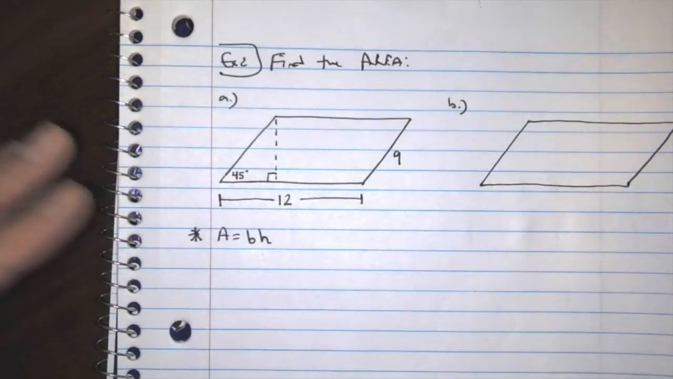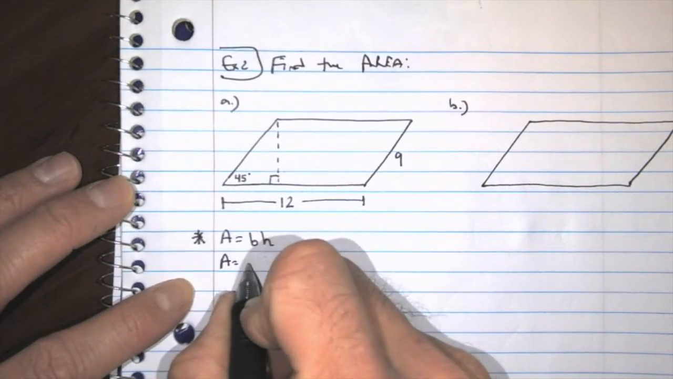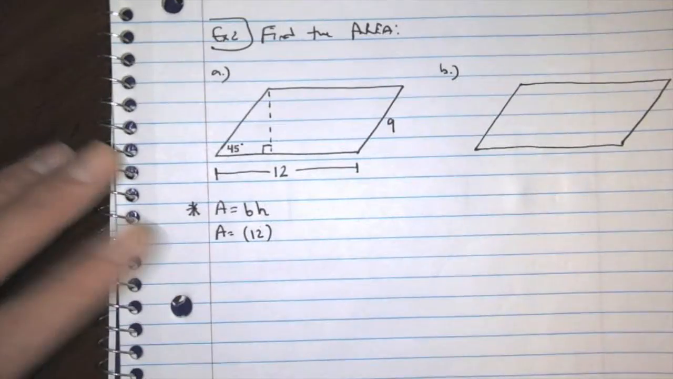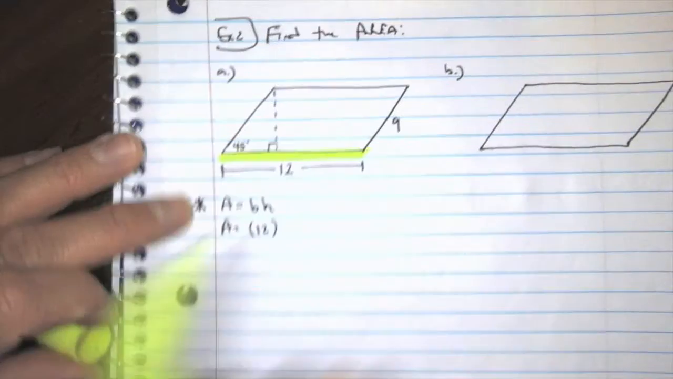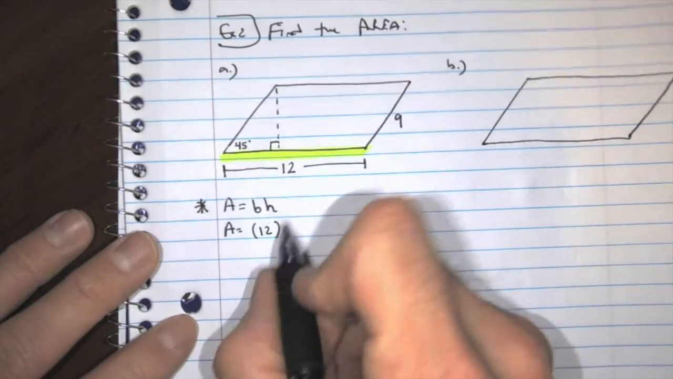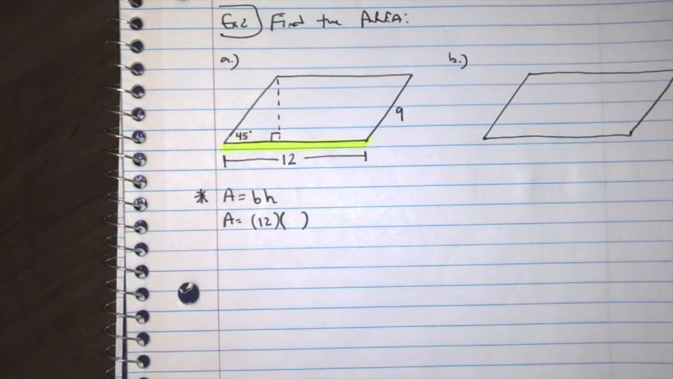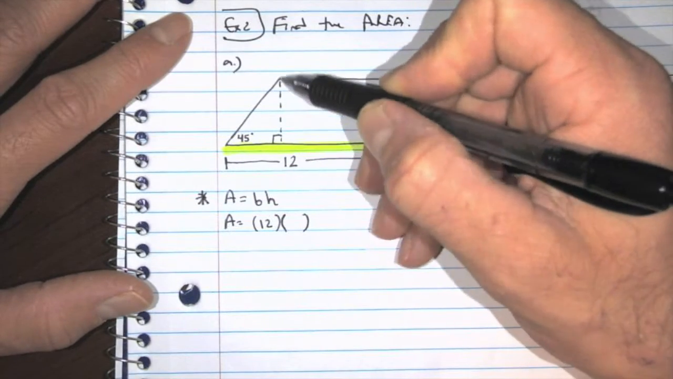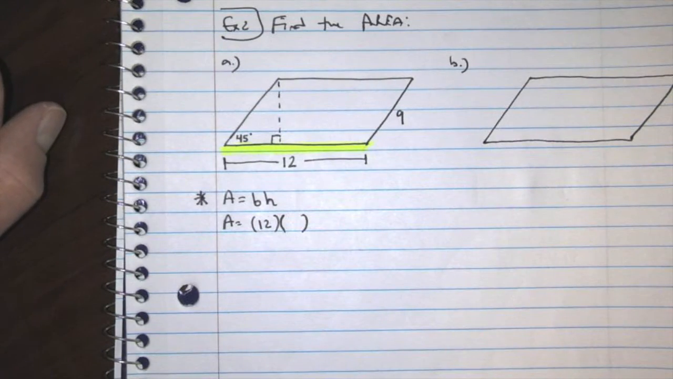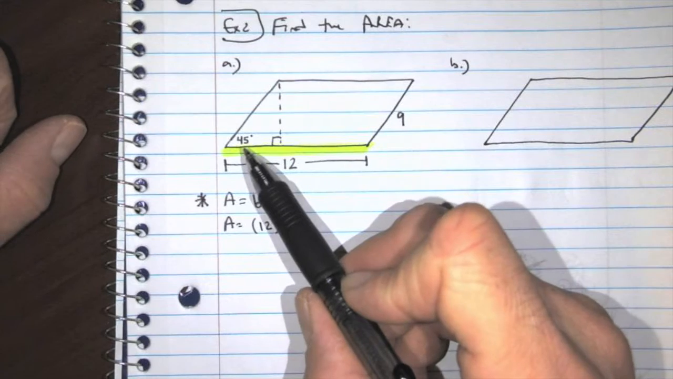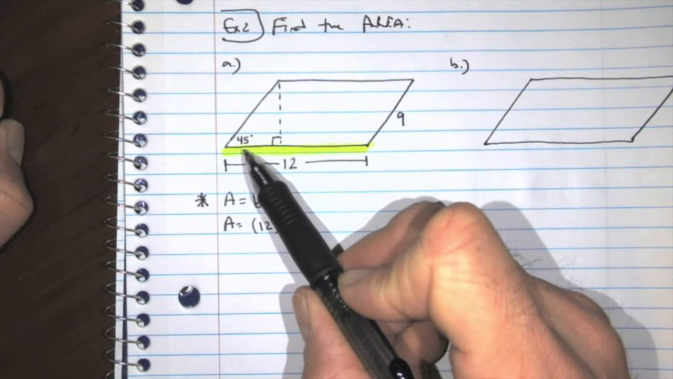So, base times height. What do we have? Well, we got the base. I'm going to put it in parentheses. Base is 12. That's an easy one. Bam, right there. Height. No, it's not 9. No, it's not 9. You need it perpendicular. This is the height that you want. This is the distance, and as you can see, it's your unknown measure. However, there's a reason why I'm giving you this 45 degrees right here.